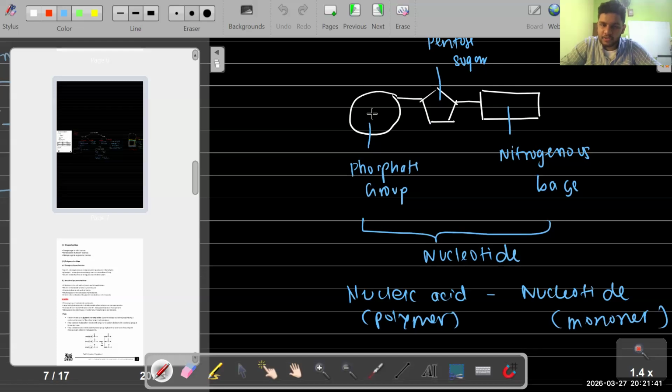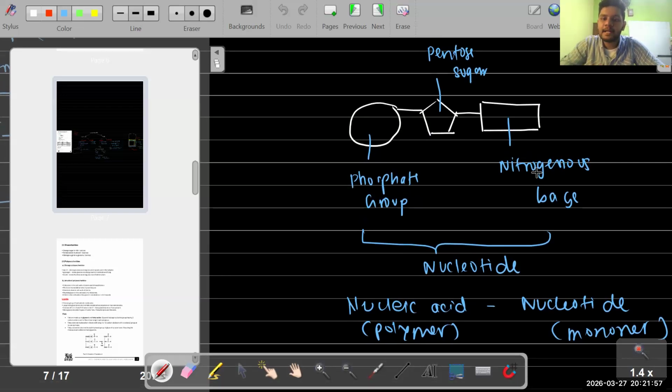The structure, you might have learned in your O levels, right? This is phosphate group. The circle denotes phosphate group. The pentagonal shape denotes pentose sugar, and then nitrogenous base, right? The question I asked was, where does monosaccharide contribute in this nucleotide? In the name itself, it is denoted. See, pentose sugar. Pentose sugar is a monosaccharide, right? Can you see? If you want an example, I'll explain that also.